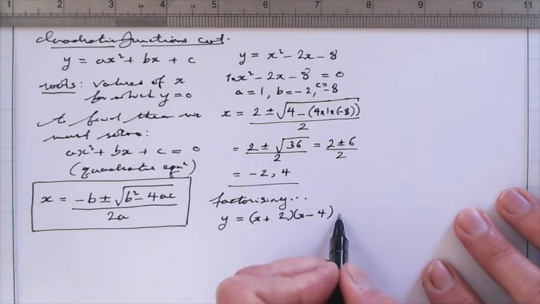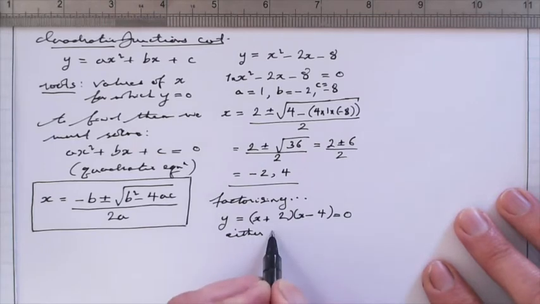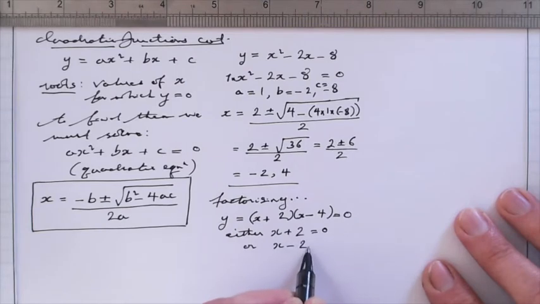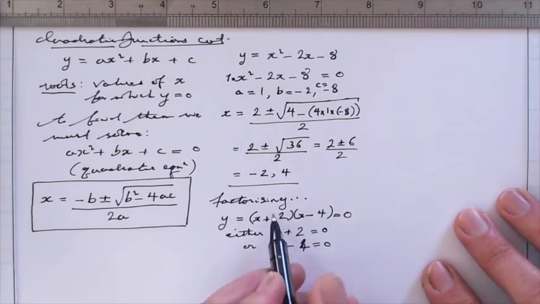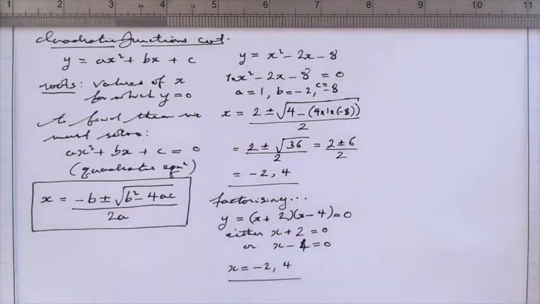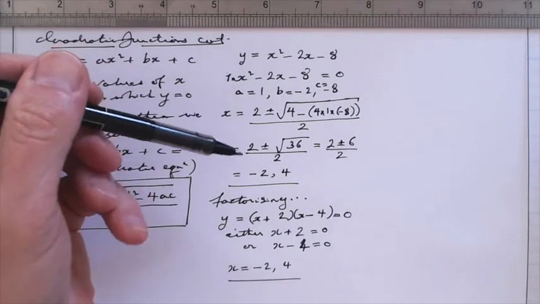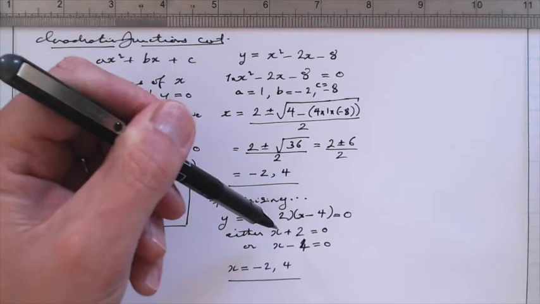And if I set this to 0 for the roots, then either x plus 2 is 0 or x minus 4 is 0. So either of these two brackets vanishes such that the product will be 0. And you see, I get the solutions that x is either negative 2 or x is equal to 4. So this is a nice example where we see that we could have spotted a factorization and gotten the roots very, very quickly.